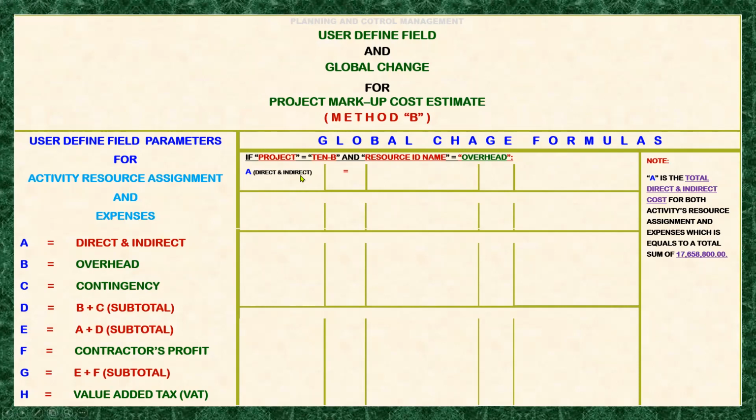So this is the result of the calculation of our recent schedule. This is the direct and indirect cost, which means there is no markup cost added onto it yet. So we will be adding the markup cost using the method B calculation. Okay, so let's put this here. A, which means the direct and indirect cost, should be equal to 17,658,800.